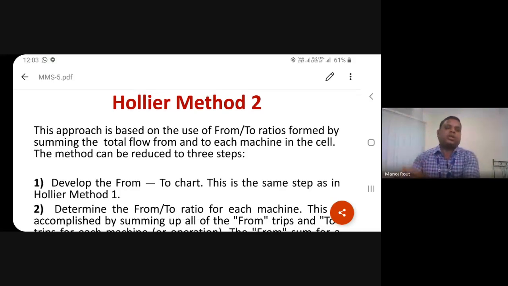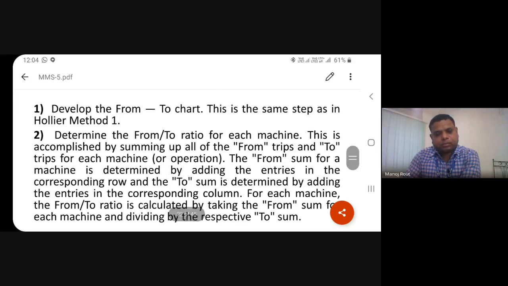So this approach is used to form the from to ratio, formed by summing the total flow from and to each machine in the intercell. This method can be reduced to 3 steps, that is, develop the from to chart, and this is the same step as in the Hollier method. Determine the from to ratio for each machine, and this is accomplished by summing up all the from trips and to trips for each machine or operation.